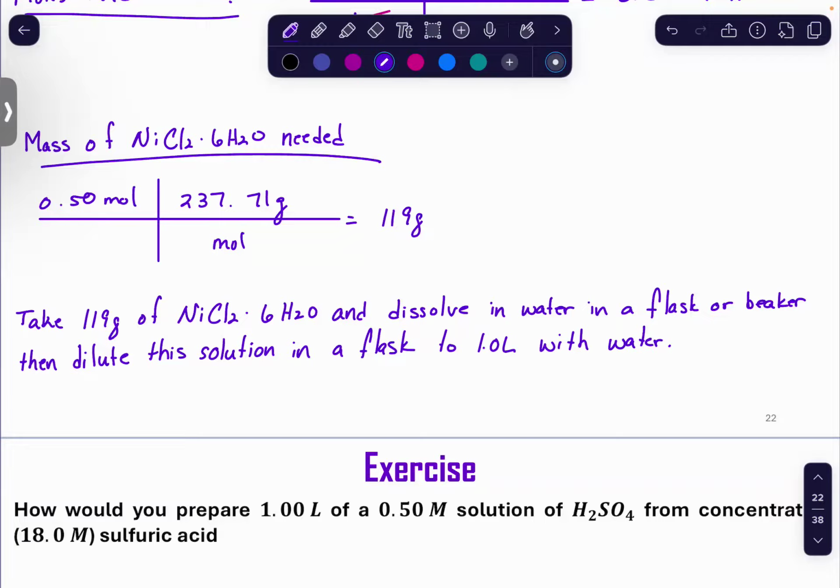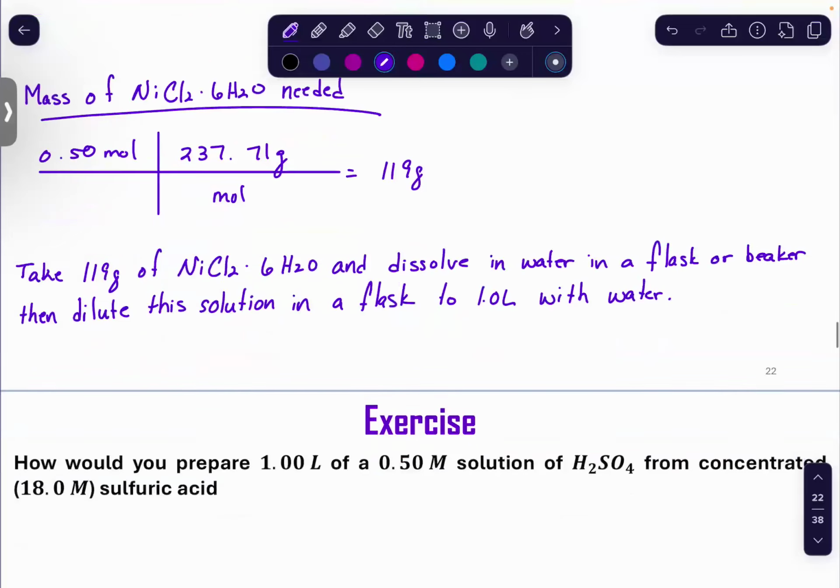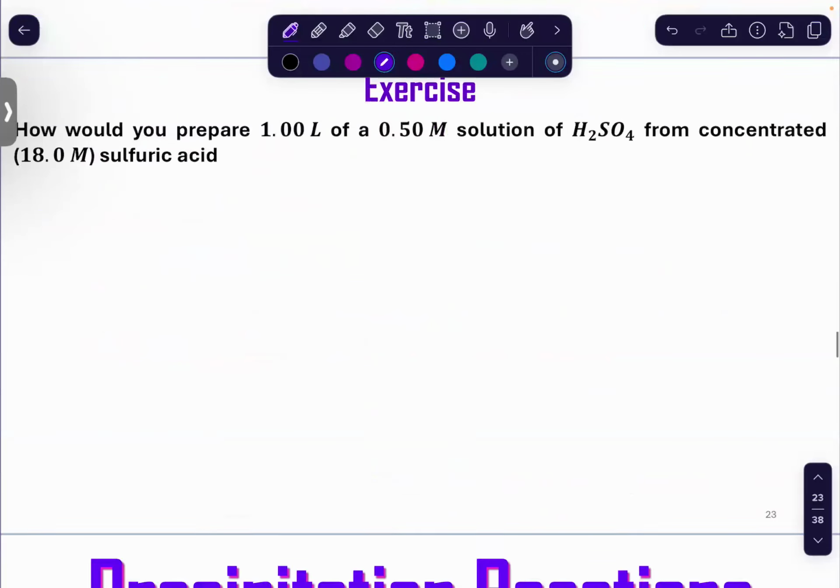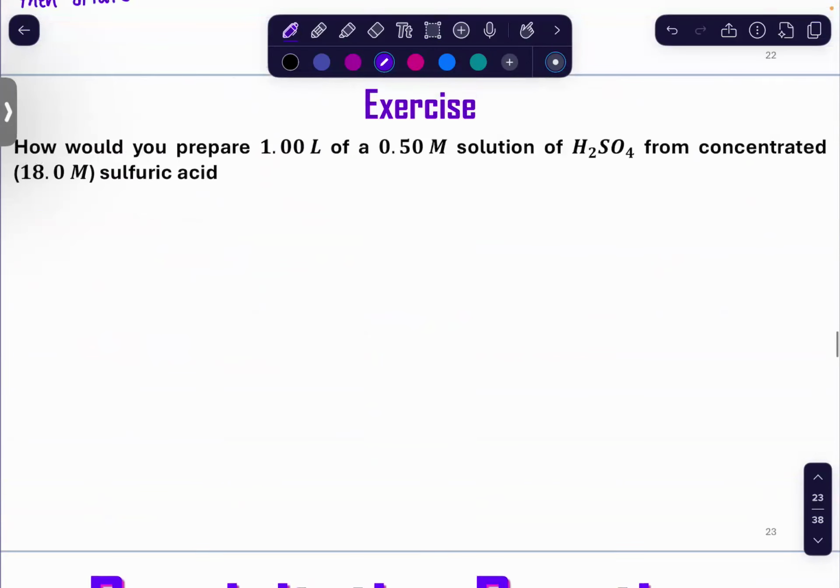So again, you want to figure out how much you need. Then you're going to put it in enough water to dissolve it. Make sure it's then either in a flask or transferred to a flask, and then finish the dilution with water up to 1 liter. Okay, so here, how would you prepare 1 liter of 0.5 molar solution of sulfuric acid from concentrated or 18 molar sulfuric acid? Remember, that 18 molar is your concentrated acid.